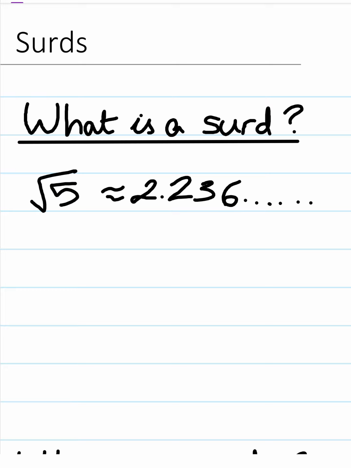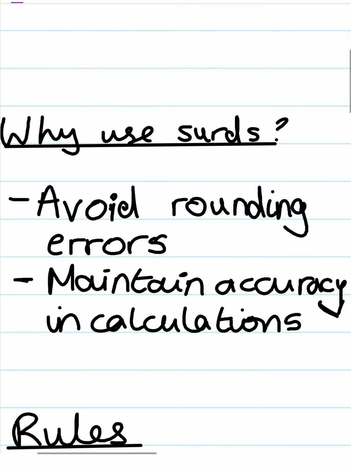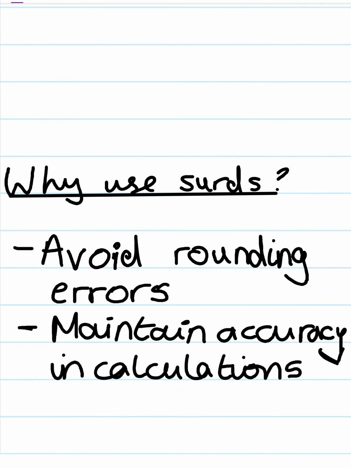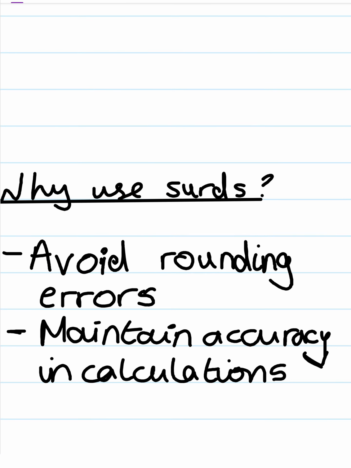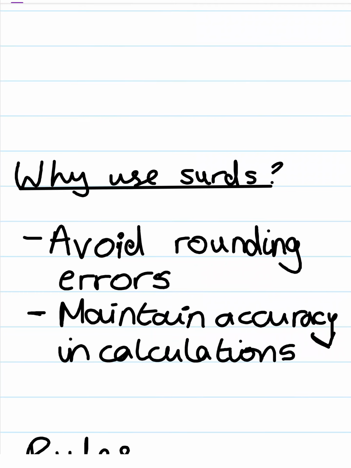On the other hand, the square root of 4 can be easily written as 2, which means the square root of 4 is not a surd, it's just 2. We keep surds in root form because that's the exact value. If we use the decimal, we'd only have an approximation. So we keep surds as a surd to avoid rounding errors and to maintain accuracy in calculations.